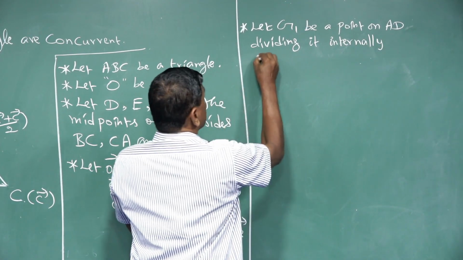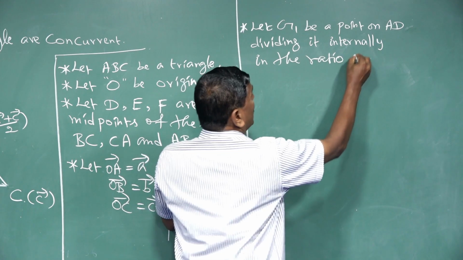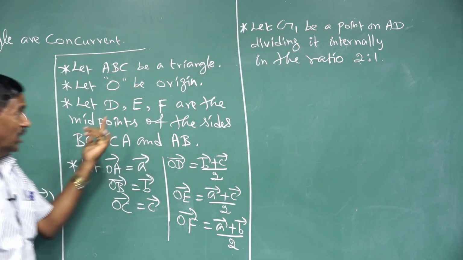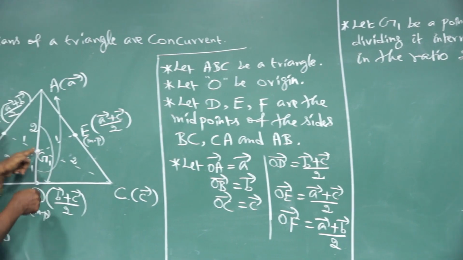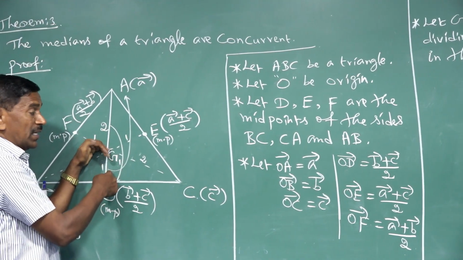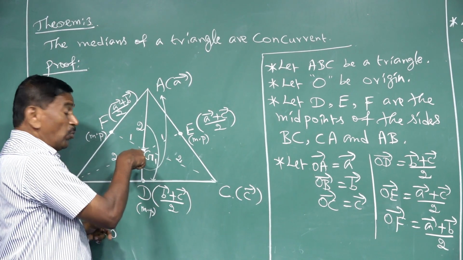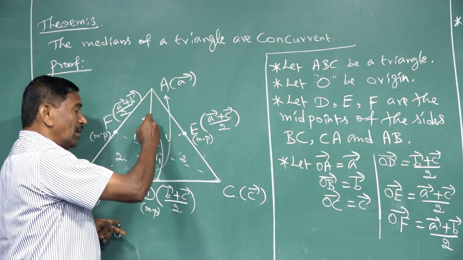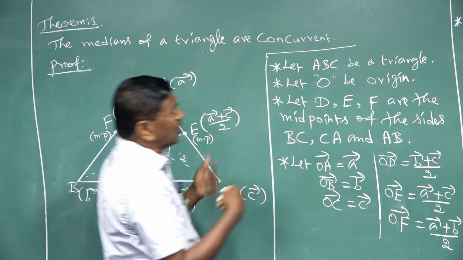Internally in the ratio 2:1. Listen, this theory portion is from the diagram only. Let G1 be a point on AD, dividing it internally in the ratio 2:1. Then by the section formula, OG1 vector is equal to 1 into OA vector plus 2 into OD vector divided by 1 plus 2.